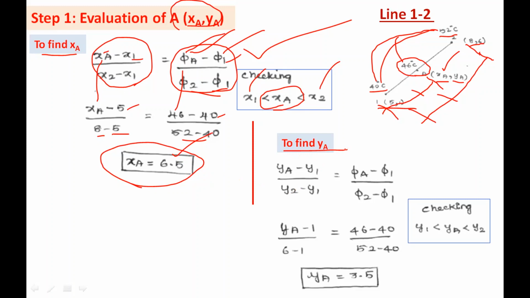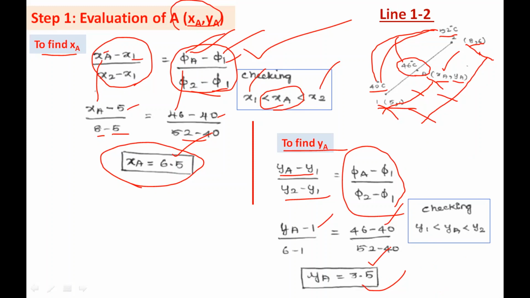Similarly, we have to do the y coordinate. The same linear relationship we maintain here: ya minus y1 divided by y2 minus y1. On the right hand side, the same: pi a minus pi 1 divided by pi 2 minus pi 1. Now substitute the known coordinate values and known nodal parameter values. We will get ya equal to 3.5. Then checking, y1 value is 1 and y2 is 6, and in between we get this ya value. We have found the coordinates of point A.